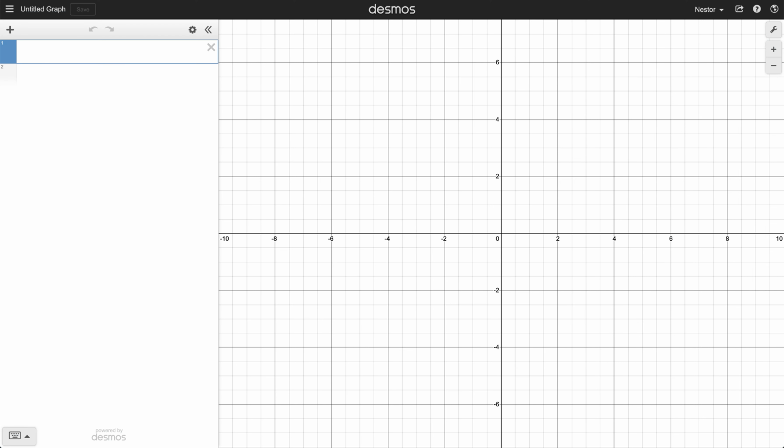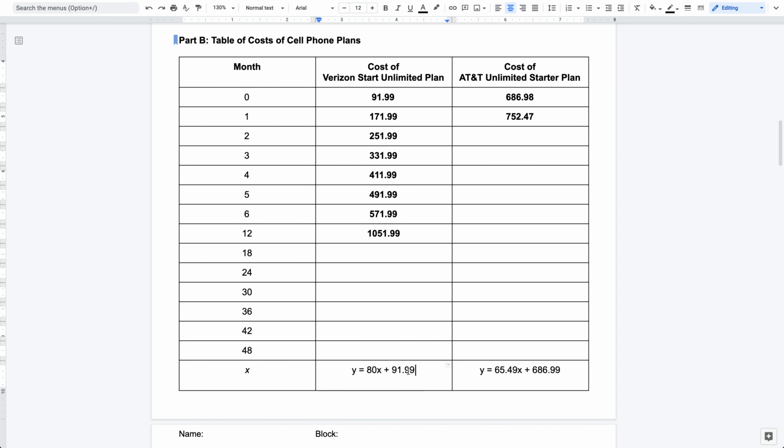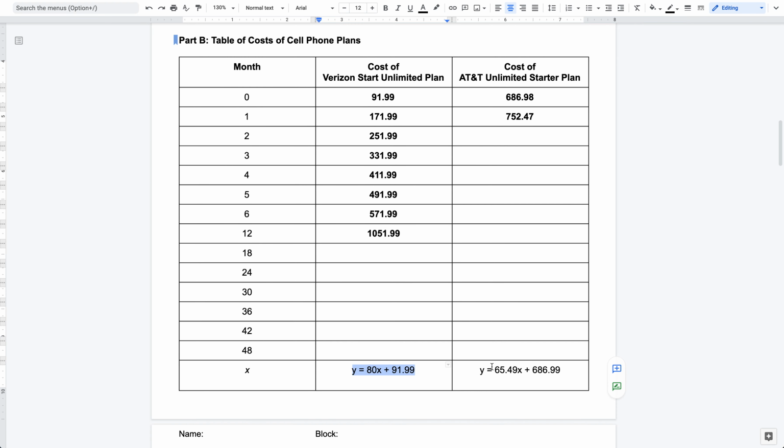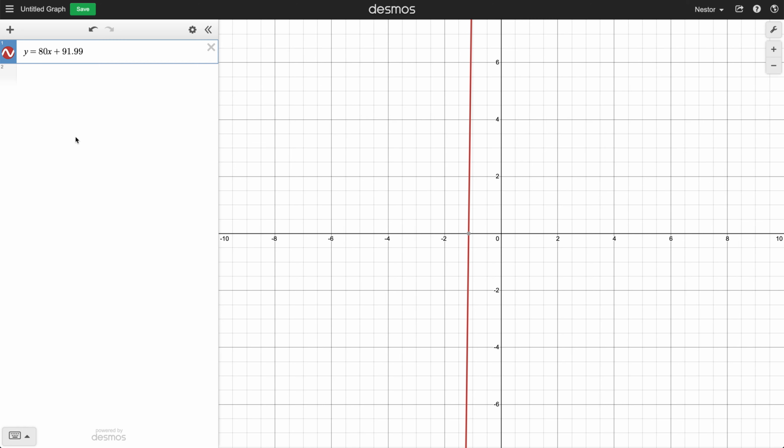So let me head on over to Desmos. In the Desmos calculator, I will type both equations. The first equation, y equals 80x plus $91.99. I will come back and copy my second equation and go ahead and type it here. I will press the return or enter key. And now I have my 2 equations.